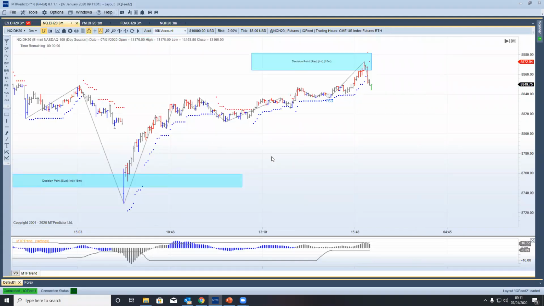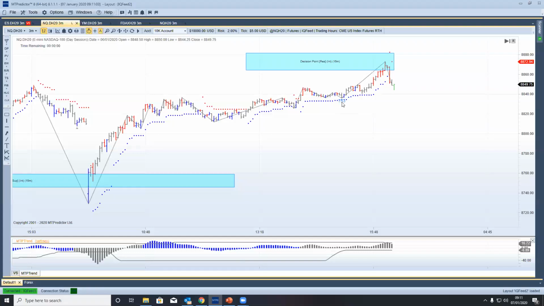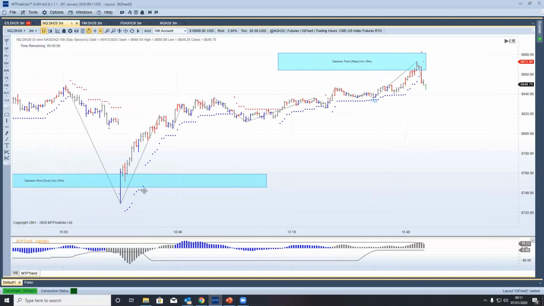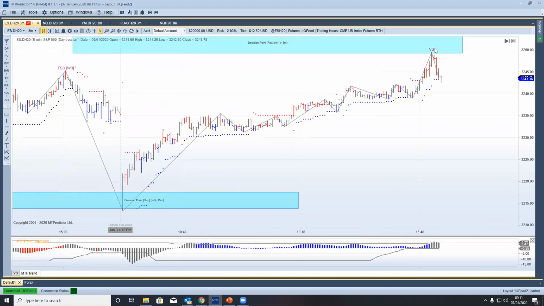There was a TS3 buy setup on the NQ a bit later in the day. You can see it in there with our 15-minute support and our 15-minute resistance on the 3-minute chart. So there was a buy setup a bit later on the NQ, but I just wanted to show that sometimes you just don't get any clear pictures at all.